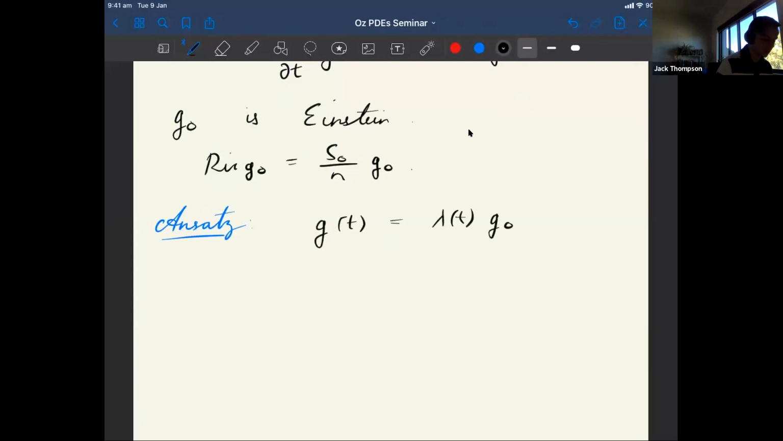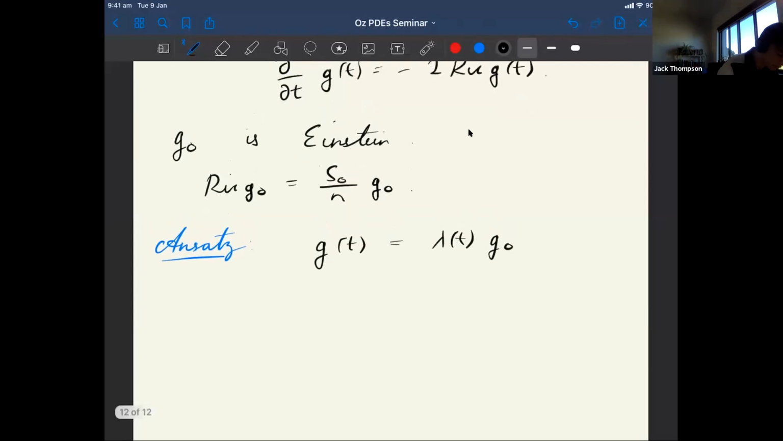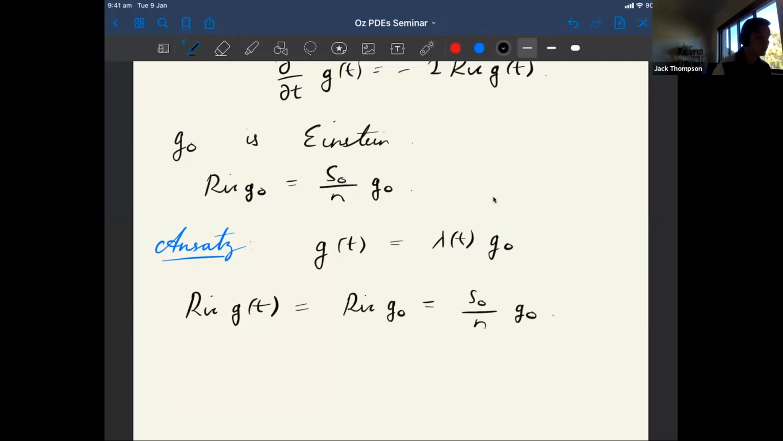Okay, so let's see what happens when we make this guess. So we can do some calculations. First of all, Ricci curvature is invariant under rescaling. So this lambda t here makes no difference to Ricci curvature, so we can just get rid of it. So we get Ricci G naught. But then since G naught is Einstein, that's equal to this.